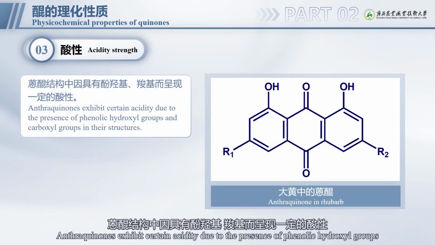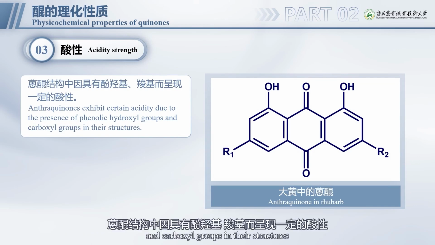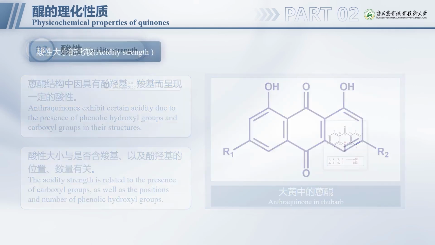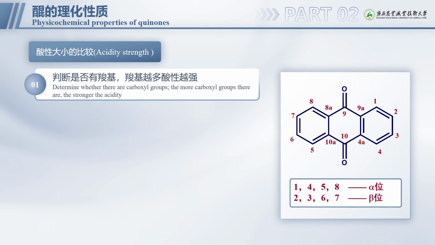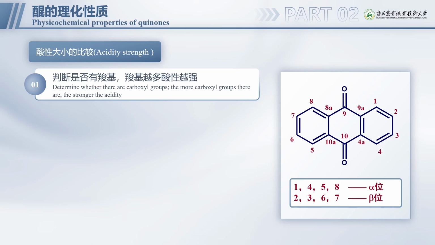Anthraquinones exhibit certain acidity due to the presence of phenolic hydroxyl groups and carboxyl groups in their structures. The acidity strength is related to the presence of carboxyl groups as well as the positions and number of phenolic hydroxyl groups. When judging the acidity strength of anthraquinones, first determine whether there are carboxyl groups. The more carboxyl groups there are, the stronger the acidity.